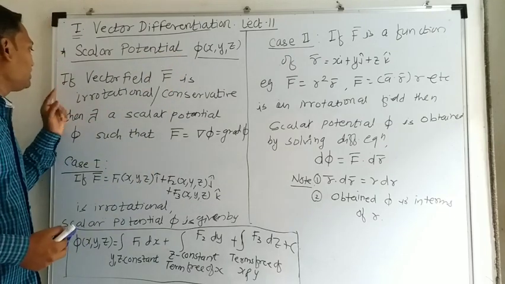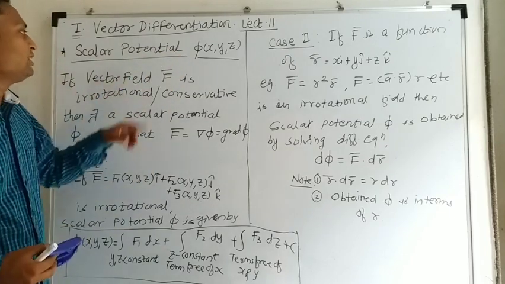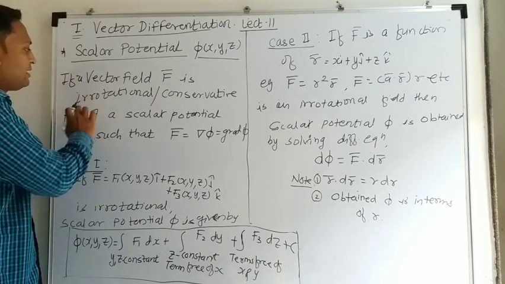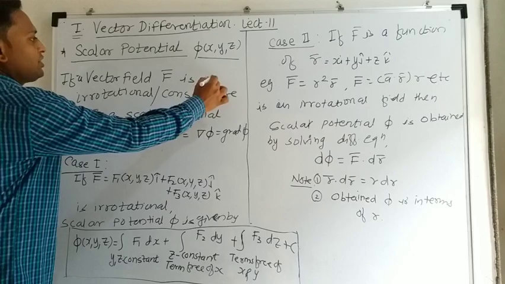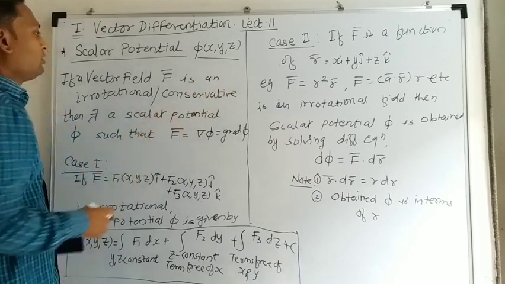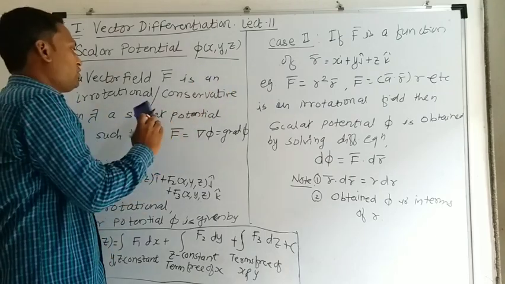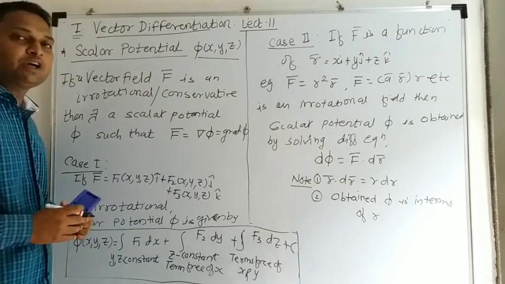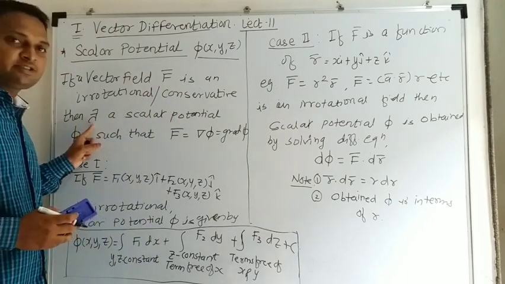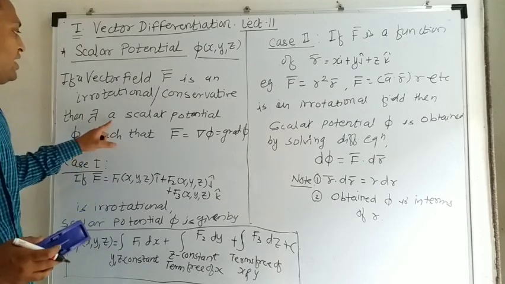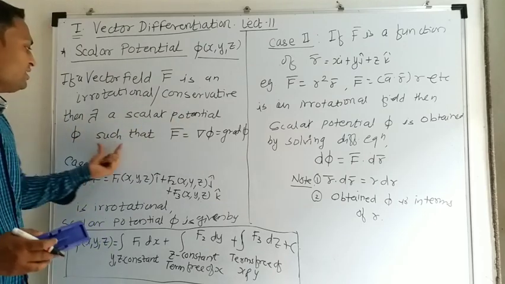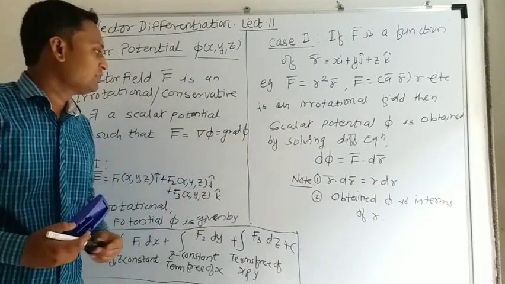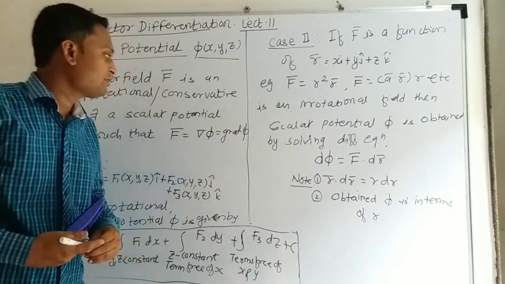For that, I have written here: if a vector field f bar is an irrotational, or we can say conservative vector field, then there exists a scalar potential phi such that f bar equals del phi, meaning gradient of phi, grad phi.